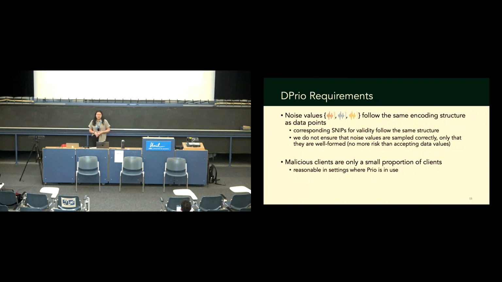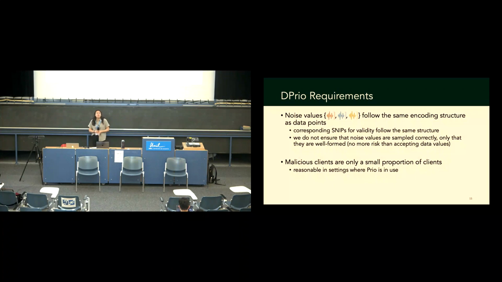So a couple of requirements for this to work. We require that noise values follow the same encoding structure as the data points, so that we can use the same corresponding SNIPs to verify the validity of the noise values as we do with the data points. So we don't ensure that noise values are sampled correctly, only that they are well-formed. But this doesn't really pose an additional risk because we have the same assumption on the data points. We can't prevent arbitrary data being submitted as long as it's well-formed.